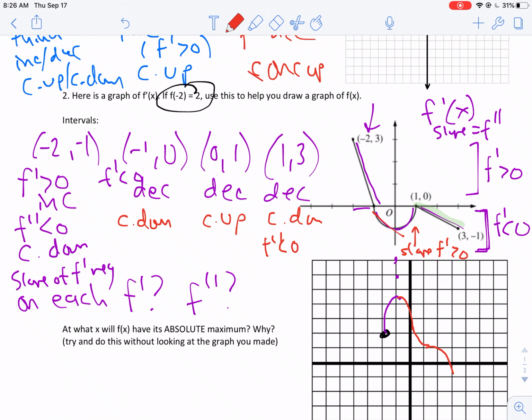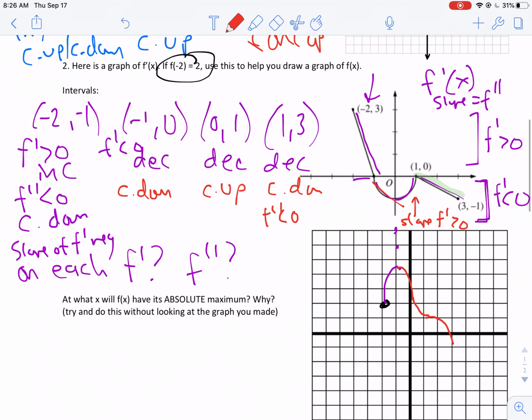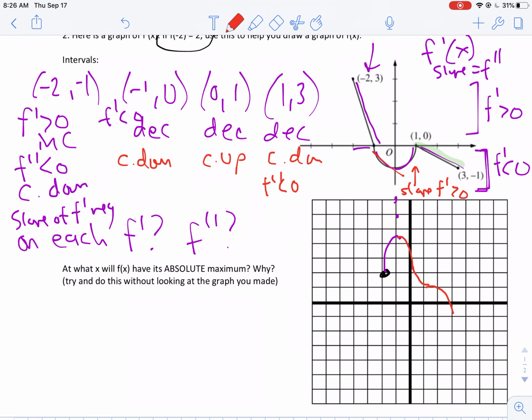So that's just one general idea. Your graph might look a little different. Maybe it goes up more, maybe it goes down more, but the general shape of increasing, decreasing, and concavity is the important thing. Okay, I wanted to ask this other question.